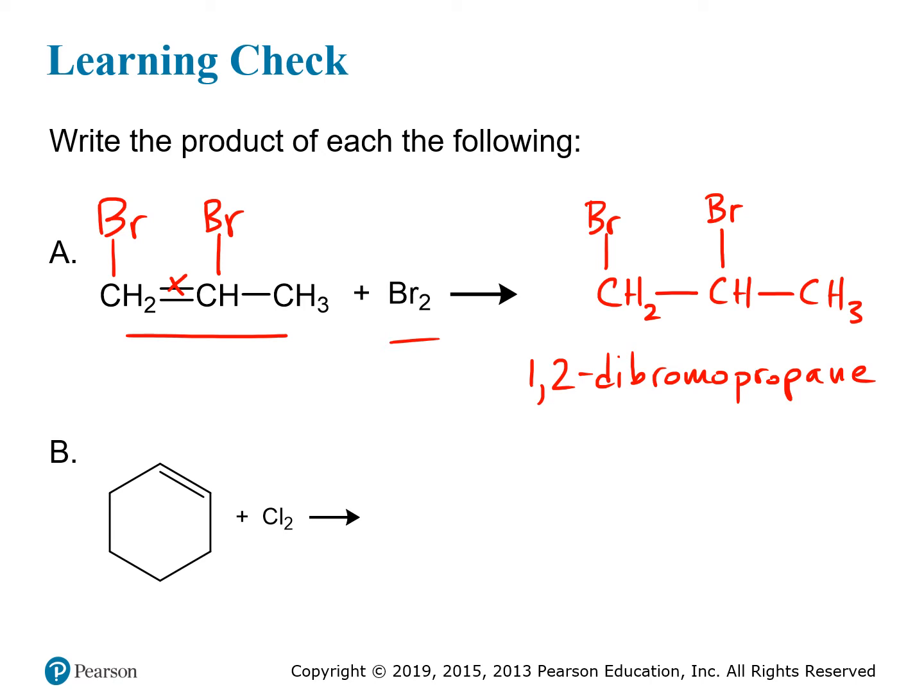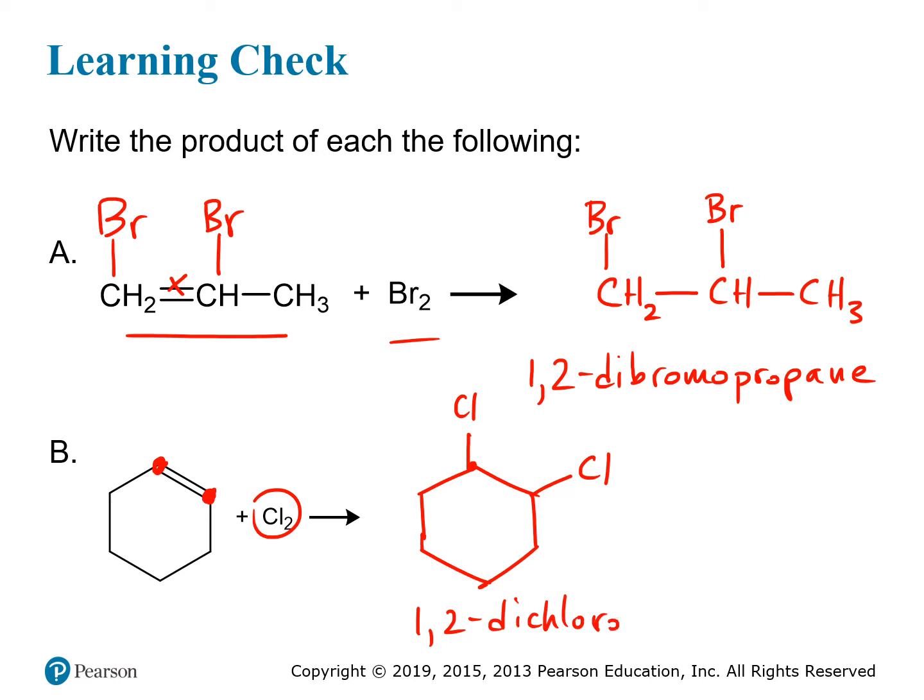For B, again, it's relatively simple, especially when you're looking at a line angle formula. For something like this, I would still just redraw the given structure, but without the double bond. But I still want to keep track of where the double bond was, because those are the two carbons that are going to get the chlorine atoms that we're adding. So this carbon will have a chlorine added to it, and this carbon will have a chlorine added to it. That would make this 1,2-dichlorocyclohexane.